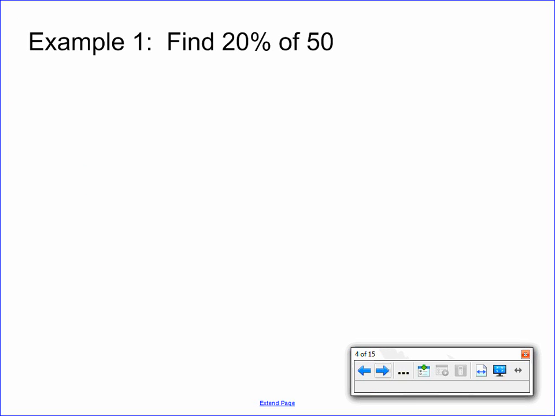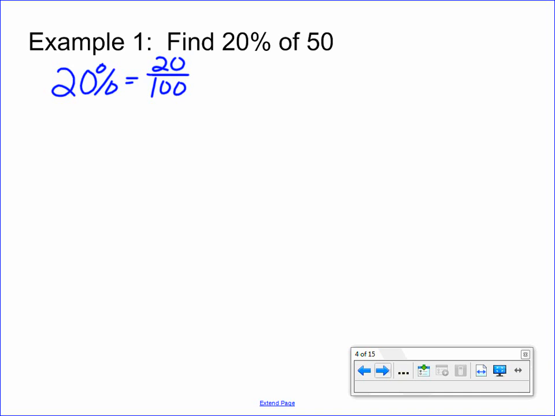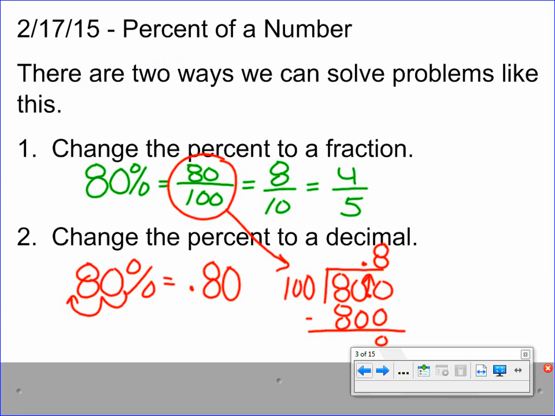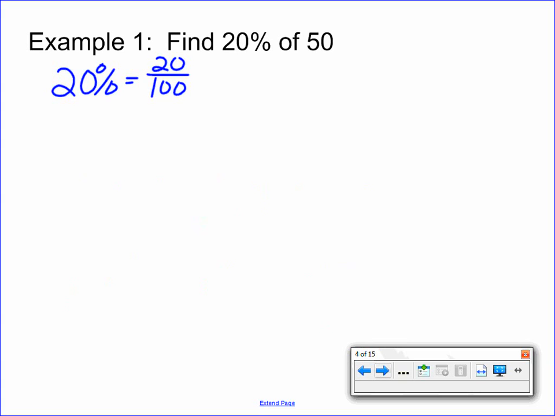So for example 1, it wants us to find 20% of 50. I'm going to show you the first method using a fraction. The second one I'll do using a decimal. We'll try a couple that way, and as I said before, I'm going to move on and use the method that I feel more comfortable with and think is quickest and easiest. So here we go. 20%. We know if 20% was written as a fraction, it would look like 20 over 100. Like with 80% on the last slide, I really want to get this fraction down into the simplest form I can.